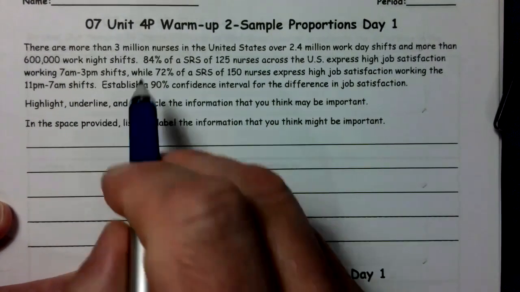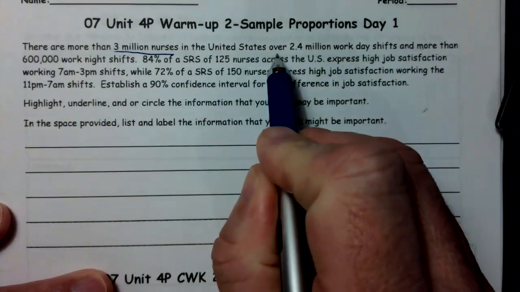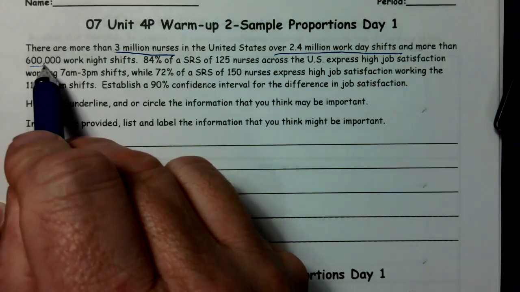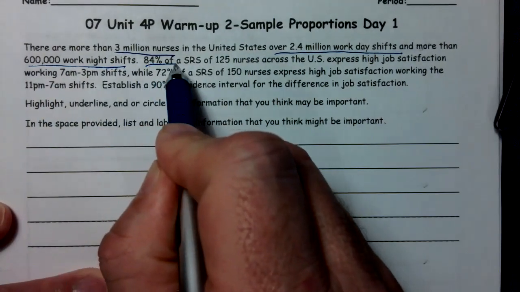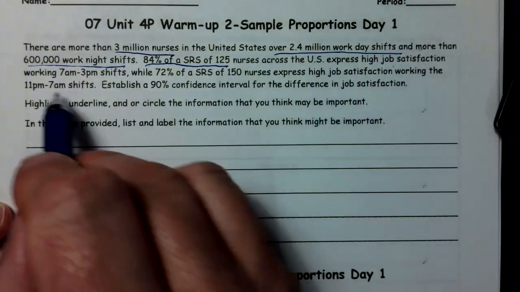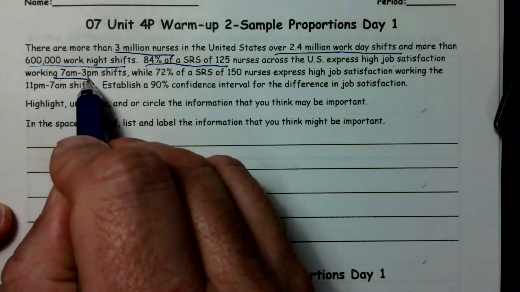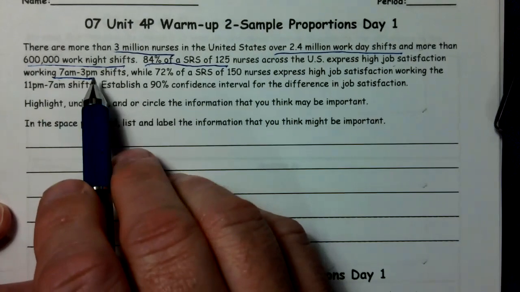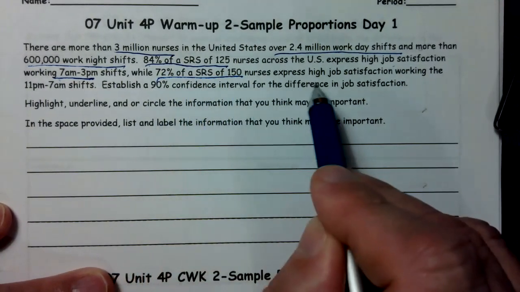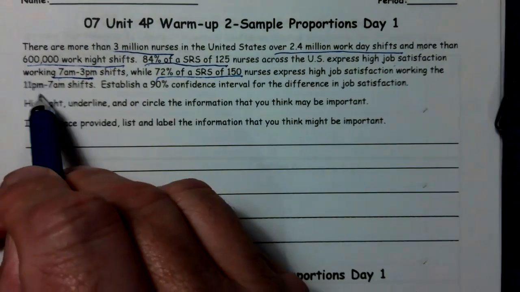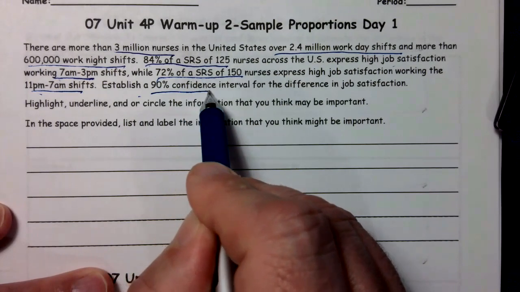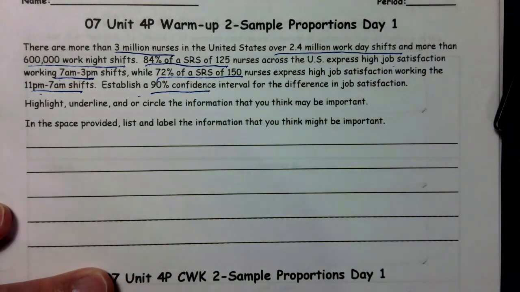There are more than 3 million nurses in the U.S., over 2.4 million work day shifts, and more than 600,000 work night shifts. 84% of a simple random sample of 125 nurses across the U.S. express high job satisfaction working 7 a.m. to 3 p.m. That sounds like a day shift. While 72% of a simple random sample of 150 nurses express high job satisfaction working the night shift, or the 11 to 7. Establish a 90% confidence interval for the difference in job satisfaction.